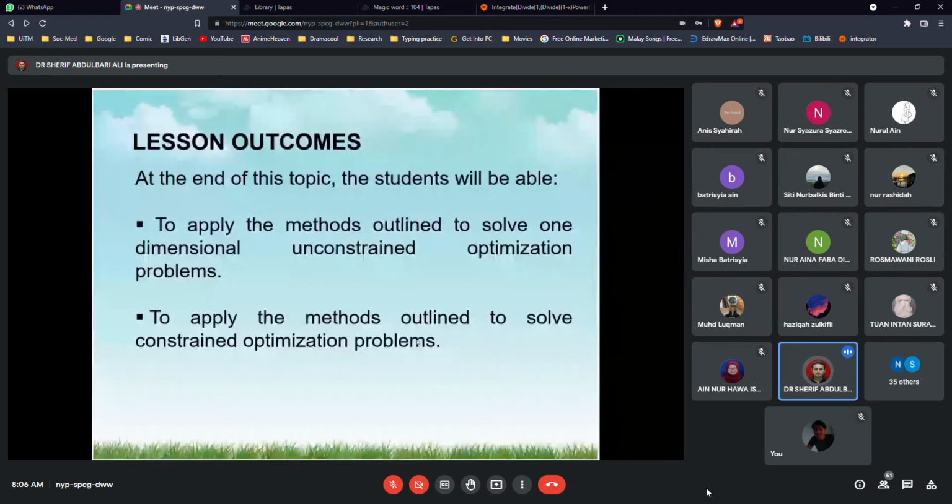So at the end of this chapter, you'll be able to identify and outline the methods of optimization to solve unconstrained optimization problems, which is what I'm going to explain today. And for the next class, you are going to be able to identify the methods that help to solve constrained optimization problems. So we are going to be exposed to both of these types of problems. Today we will just concentrate on the unconstrained optimization problem.